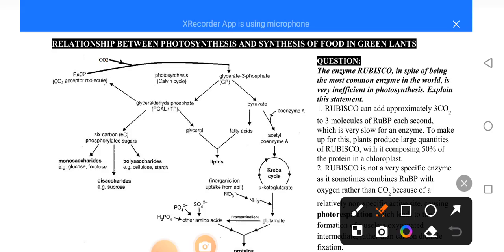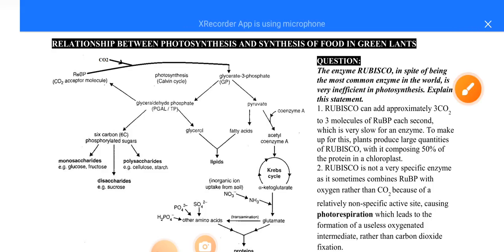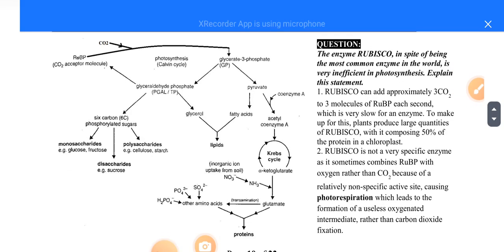I looked at that. Now here is a question where they are saying that the enzyme Rubisco, in spite of being the most common enzyme in the world, so when they ask which is the most abundant protein, it is Rubisco, is very inefficient in photosynthesis.